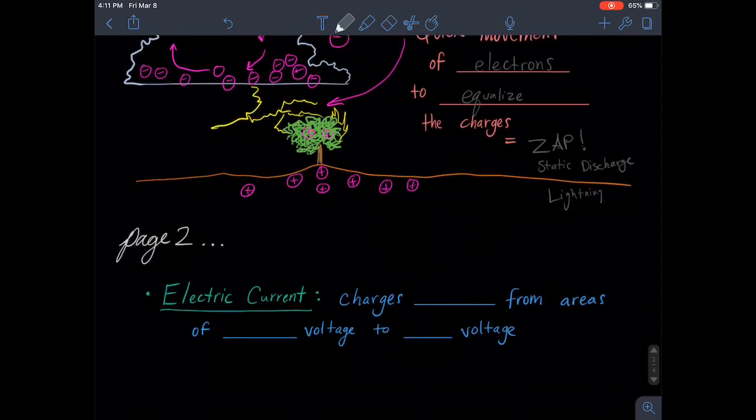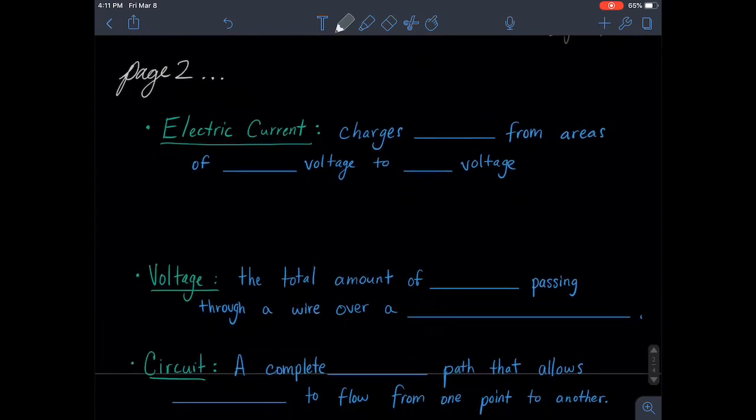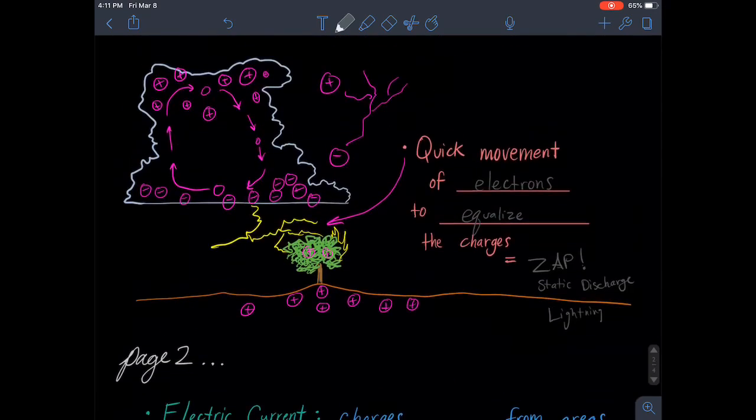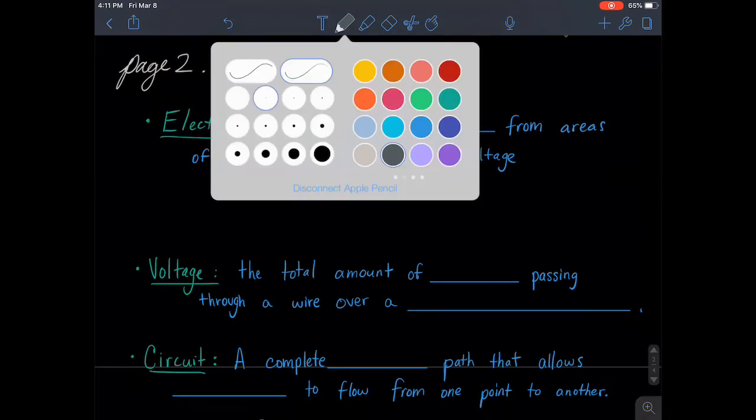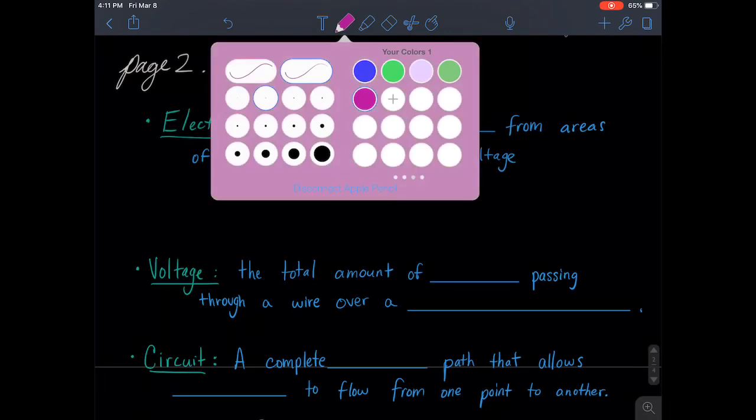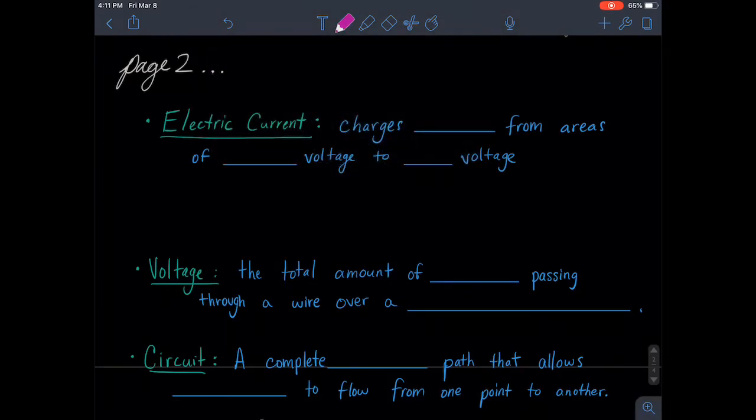Okay, well, let's turn the page and let's look at, instead of static electricity, and again, this is happening because of friction in the cloud. Electric current, though, is a bit different. It's not a static, but it's actually electricity in motion. All right, so an electric current is when charges are going to flow. They're going to be in motion from areas of high voltage to areas of low voltage.